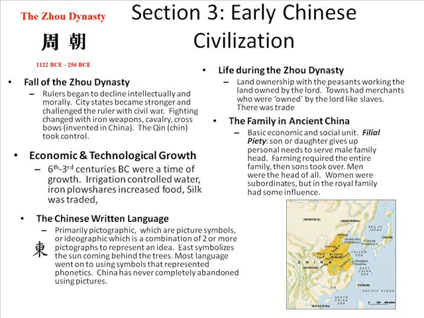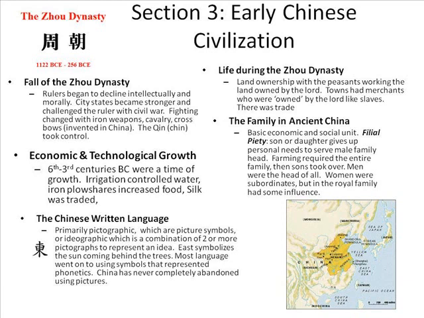So we have the fall of the Zhao dynasty. Rulers began to decline intellectually and morally, as we see with many states when morality starts to suffer because there's maybe nothing to concentrate on. City-states became stronger and challenged the ruler with civil war. Fighting changed because of iron weapons, cavalry, and crossbows, which were invented in China, always remember that, and the Qin took control. So we have another dynasty taking control.